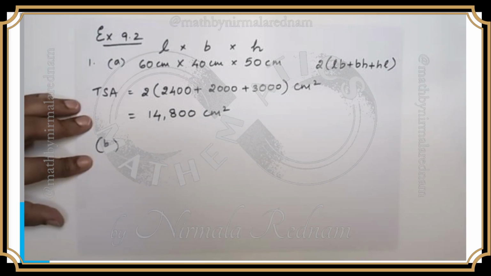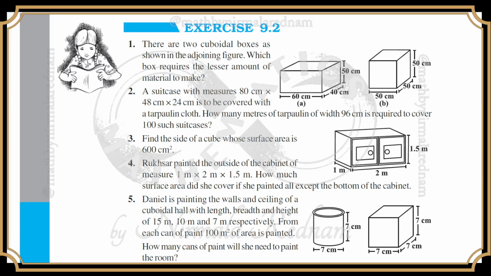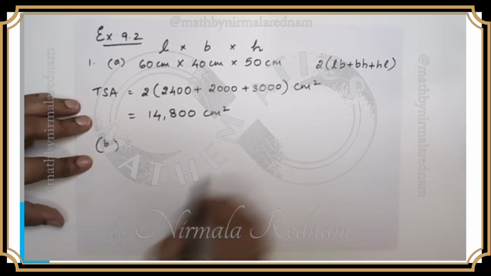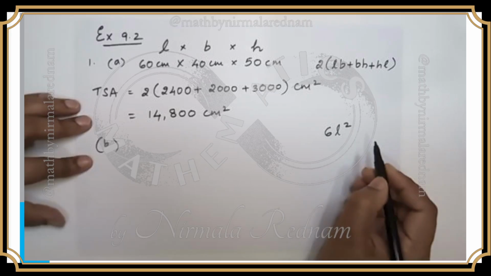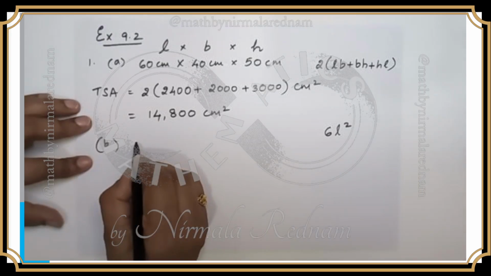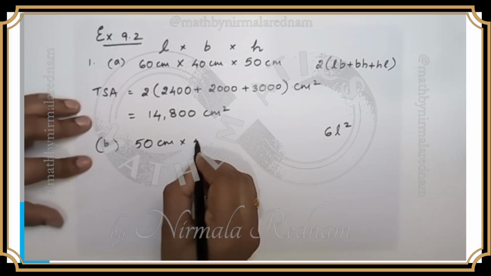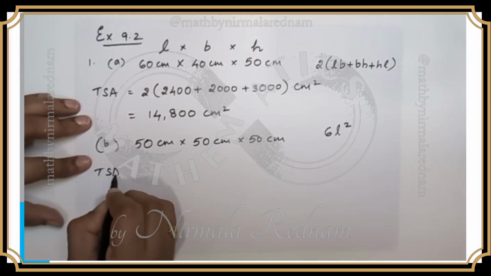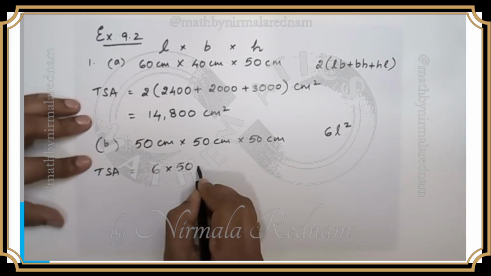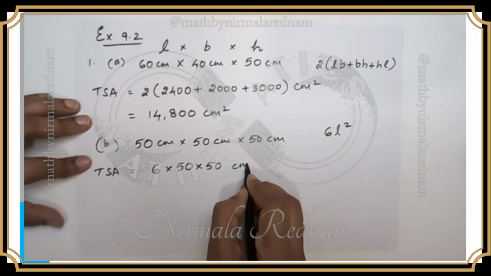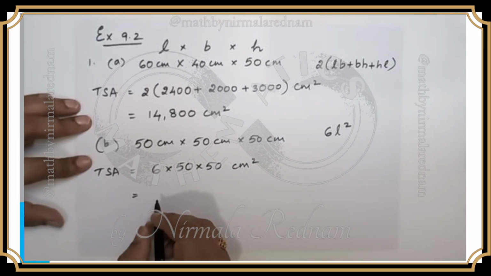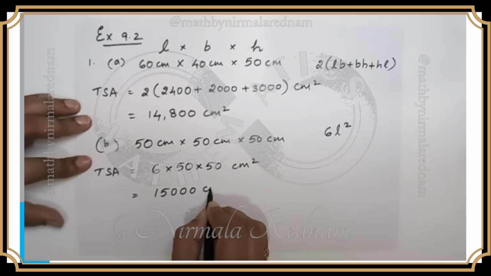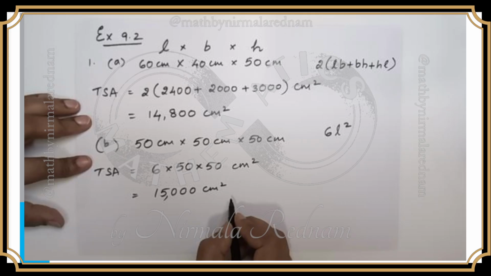Next, they have given a cube. How do we know it's a cube? Because all the three dimensions L, B, H are the same, 50 centimeters. Therefore, it's a cube. Now, for a cube, what is the total surface area formula? 6L square or 6A square, right? So, the second one is a cube, 50 by 50 by 50. So, I'm going to write the total surface area as 6L square centimeters, right? This is 25 into 6. 25 into 6 is 150 and then 2 zeros. So I have 15,000 square centimeters.